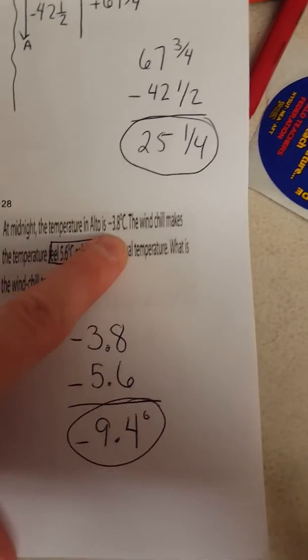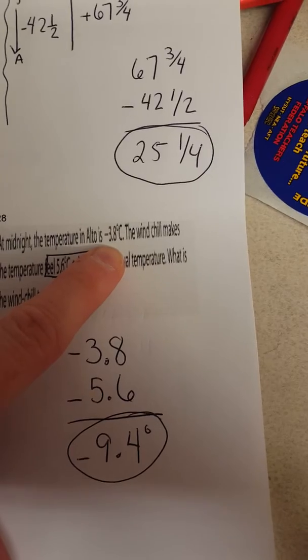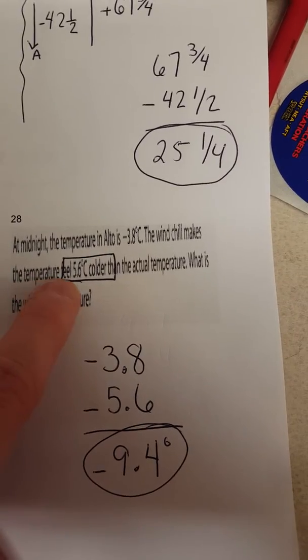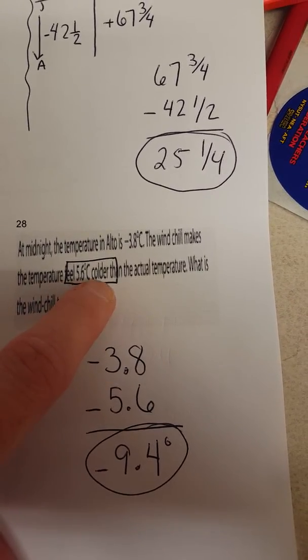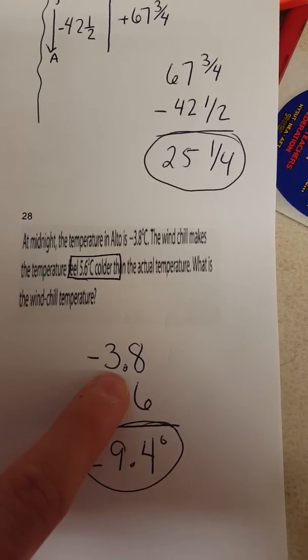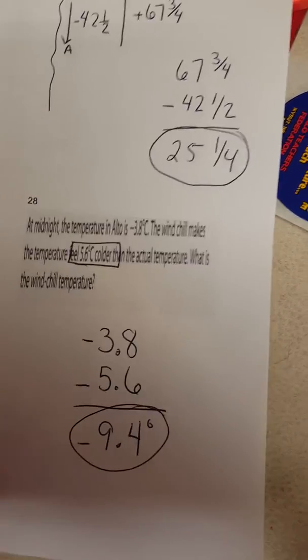At midnight, the temperature is negative 3.8. The wind chill makes it feel 5.6 degrees colder, so it's going to be lower. So negative 3.8 minus 5.6 is negative 9.4.